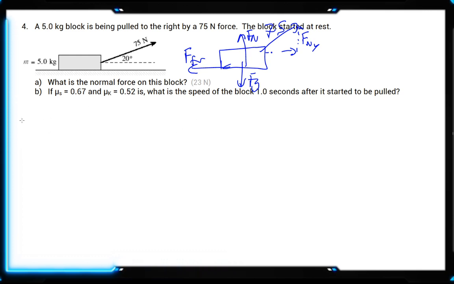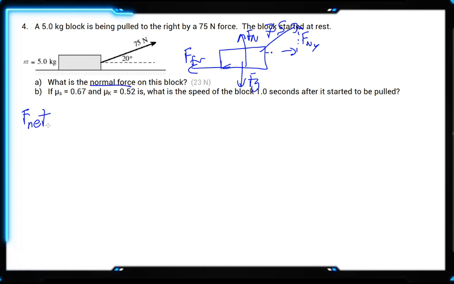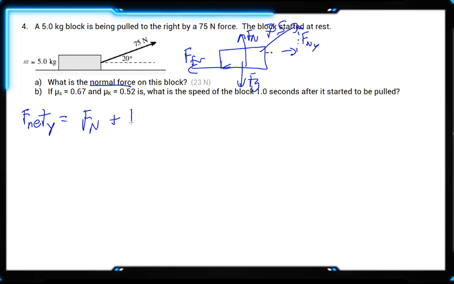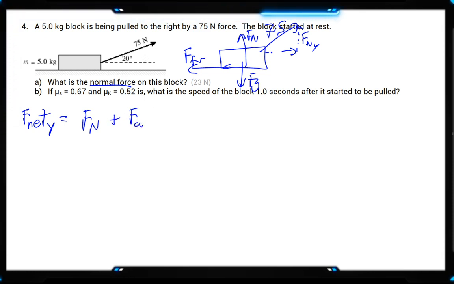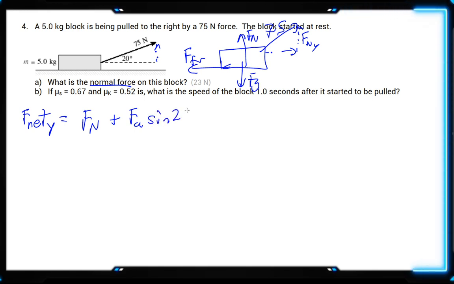So after the FBD, let's start with an Fnet equation. Because we're after the normal force, let's do Fnet in the y direction. Vertically, we've got Fn up plus the applied force times the opposite. We need the sine of 20. Let's just see why that is. Let's do a little triangle over here.